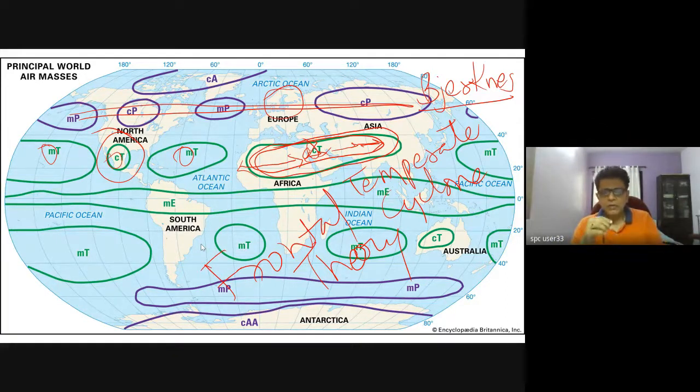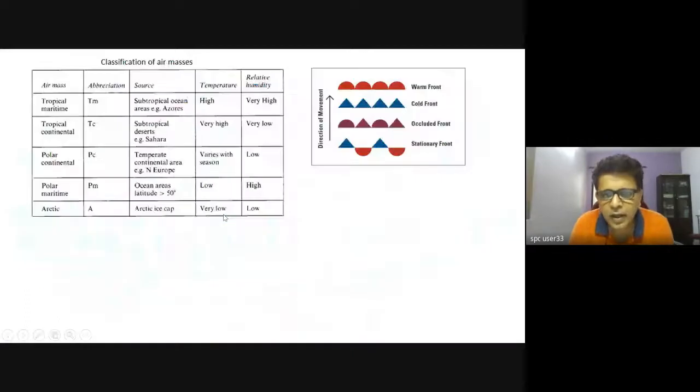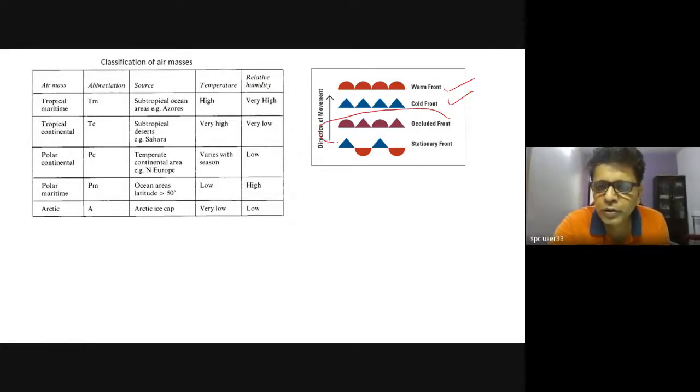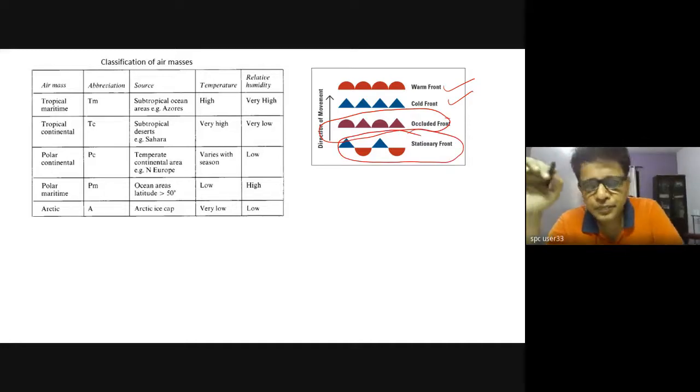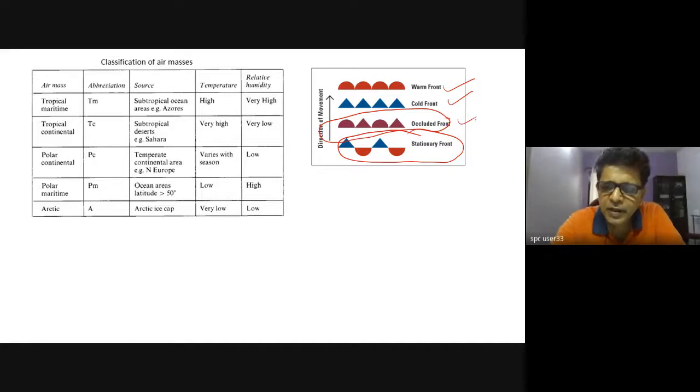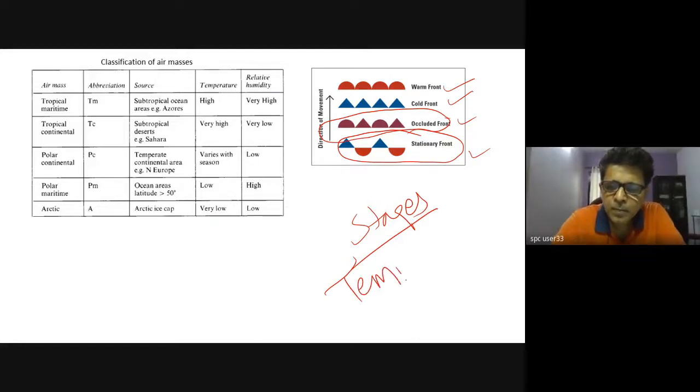We are going to see different types of fronts. In fact, here you'll see that I have different types of fronts. This is a warm front, this is a cold front, and an occluded front. We are going to see what this is, and we're going to see a stationary front also. Let me tell you that these are various stages in what is called a temperate cyclone.